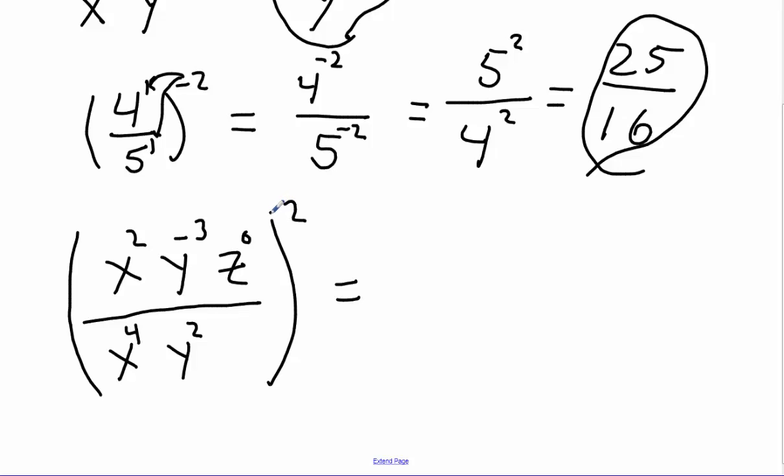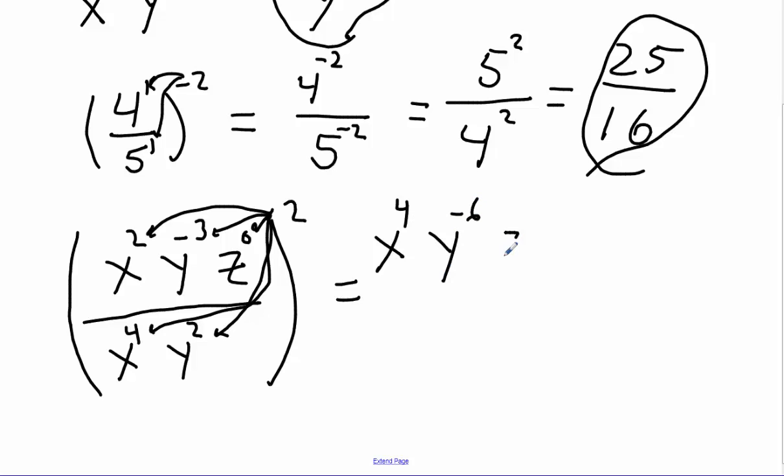So let's take this 2, and we're going to send it inside the parentheses. Every single arrow represents multiplication. So we are left with x to the fourth, y to the negative sixth, z to the 0, because 2 times 0 is 0, over x to the eighth, y to the fourth. So we are going to have x to the fourth over x to the eighth, y to the negative sixth over y to the fourth.